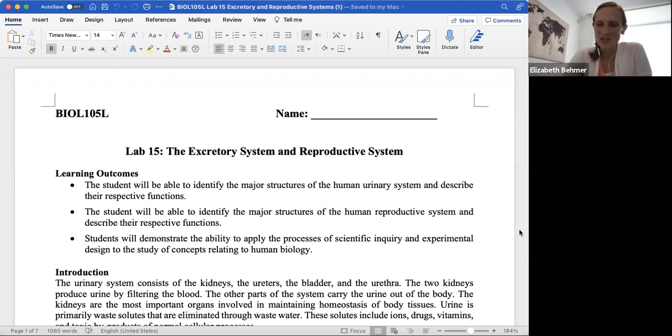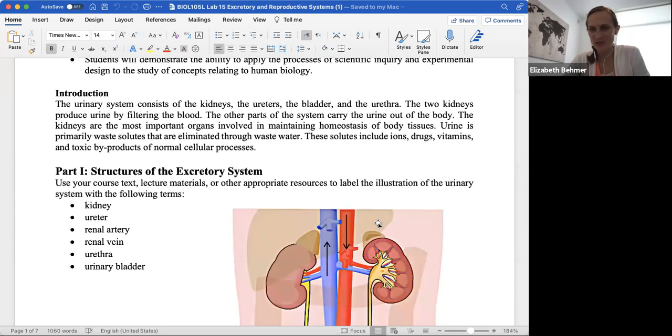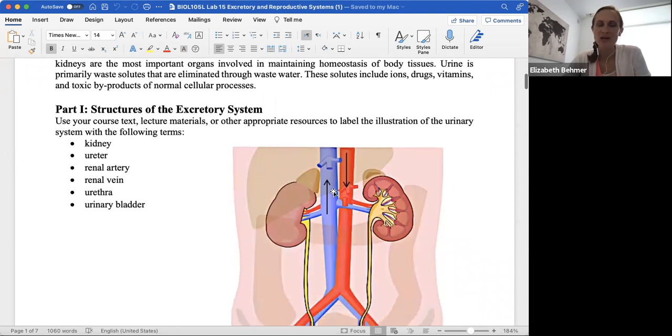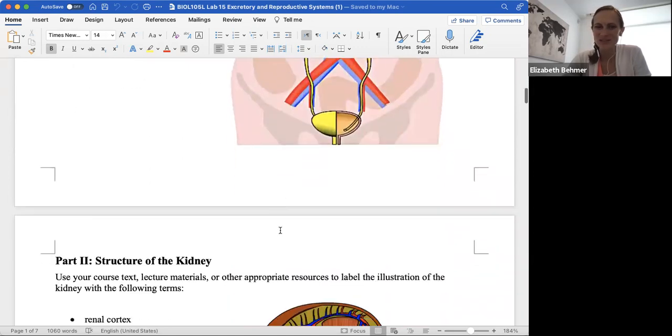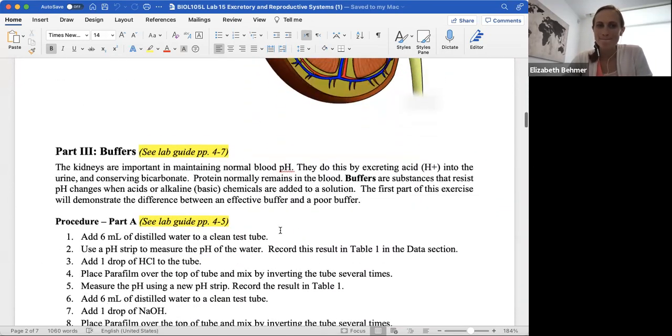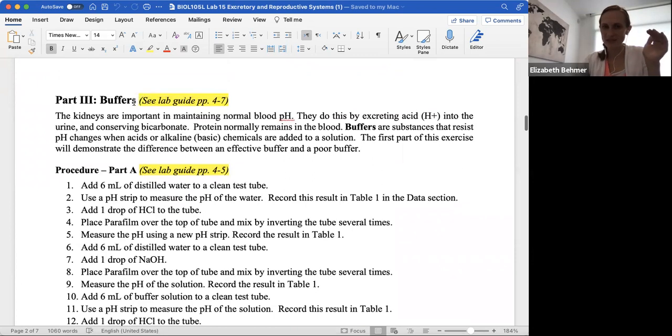Lab 15 is shown here then. And lab 15 is all about your urinary and reproductive systems, and it's mainly just labeling structures in these systems. So you can use your lecture notes, your textbook, to label the structures of the excretory or urinary system, labeling the specific structures of a kidney, talking a little bit about buffers, and this will take you through an experiment, but we provide a lot of the data for the experiment in the lab guide.